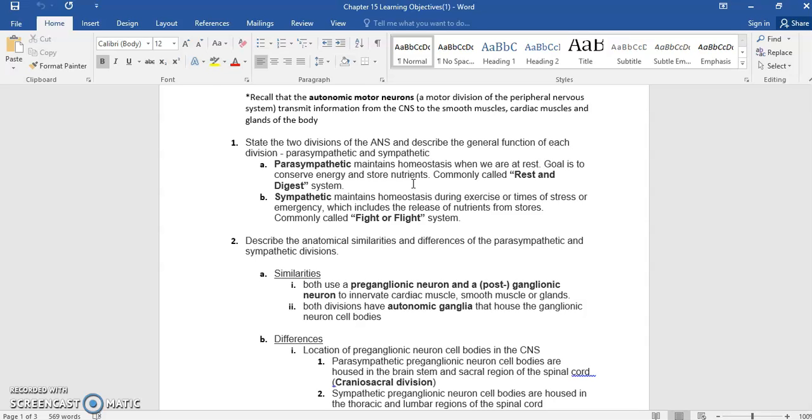When we're resting, that's a good time for our digestive system. Any food that we've consumed, that's a good time for the breakdown of that food. Again, that helps provide a source of energy, and any nutrients that we gain from our food can be stored within cells of the body and other places. So that's the parasympathetic and its primary goal.